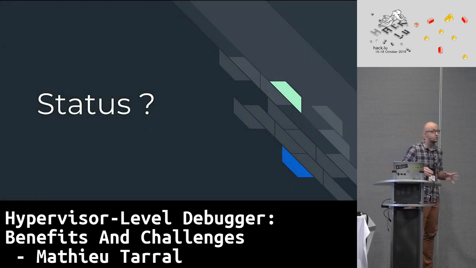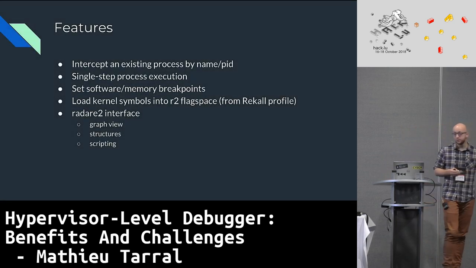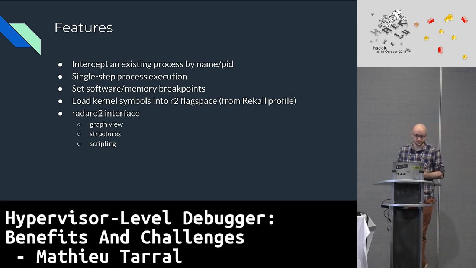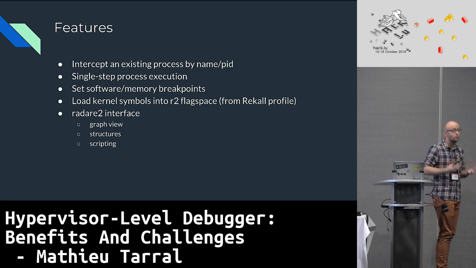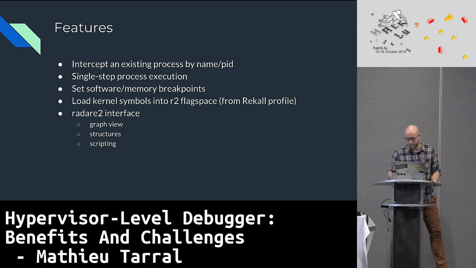So what's the status of this project as of today? Well, what I can do today is to intercept a process in the guest by intercepting the CR3, single-stepping the execution, and setting some memory breakpoints or software breakpoints. Also, I can load the symbols thanks to the Rekall profile, and I have the whole Radare2 interface on top of that. So I have graph, scripts, structures, and everything that Radare2 can basically provide.